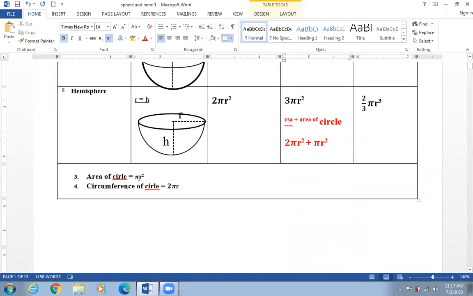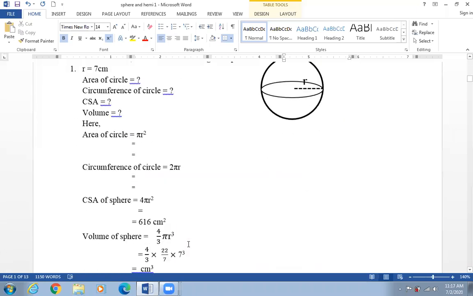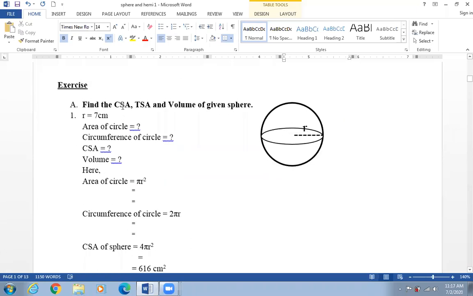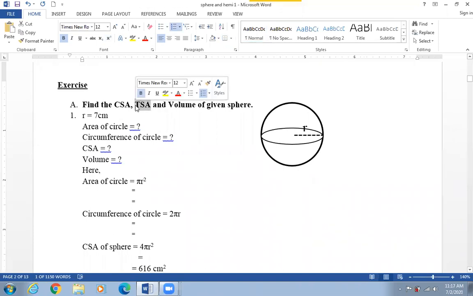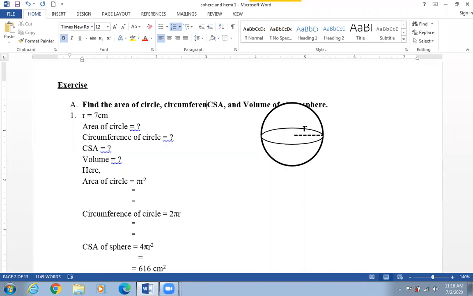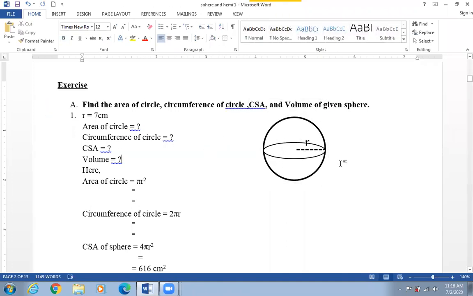Okay, so area of circle is pi r square. Circumference of circle is 2 pi r. Okay, let me go to the topic now. Exercise. Let us find the area of circle, circumference of circle, CSA, and volume of given sphere.